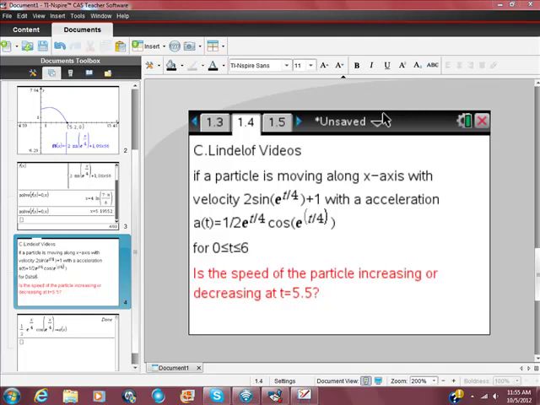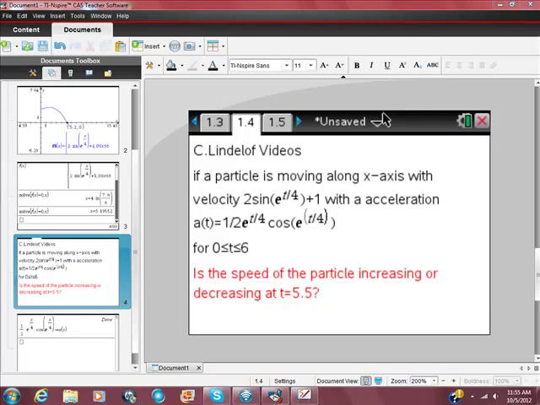So it says if a particle is moving along the x-axis with velocity, and they define the velocity here with acceleration a of t is, and they define that, and they give us the interval that it's on, and it says is the speed of the particle increasing or decreasing at time t equals 5.5?